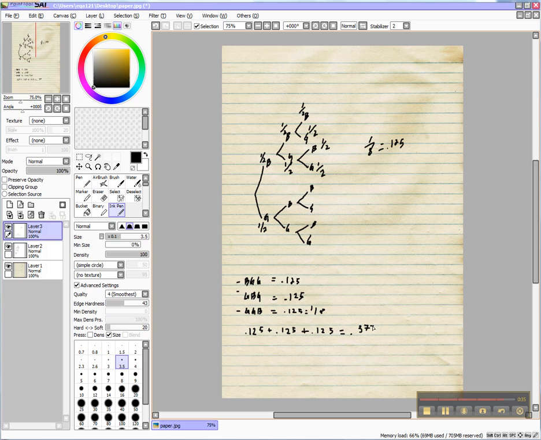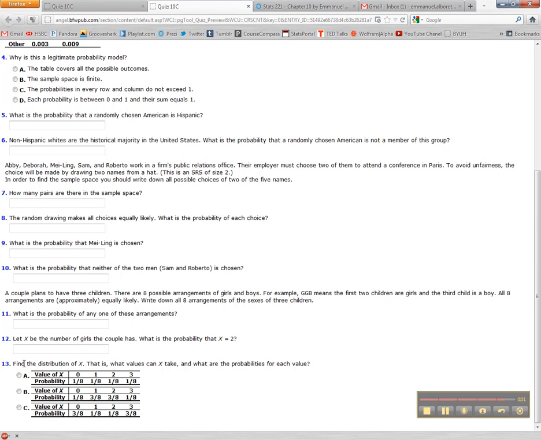So notice this sort of sets up what you need to do for number 13. It says find the distribution of x, that is the values x can take and what are the probabilities of each value. So x is saying the probability of getting 0 girls, 1 girl, 2 girls, 3 girls. We already figured out that the probability of getting 2 is 3 out of 8, 0.375. So it should be B. So I already solved that for you from the previous question.